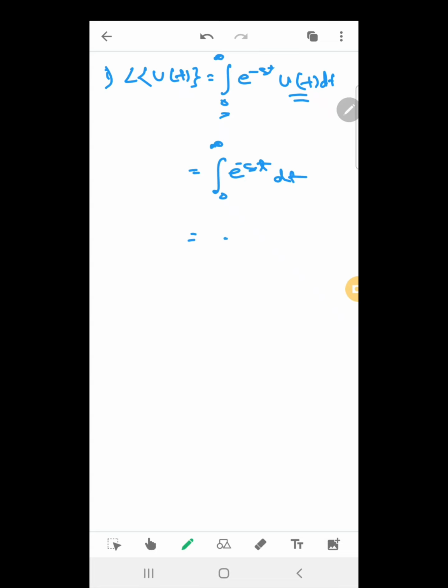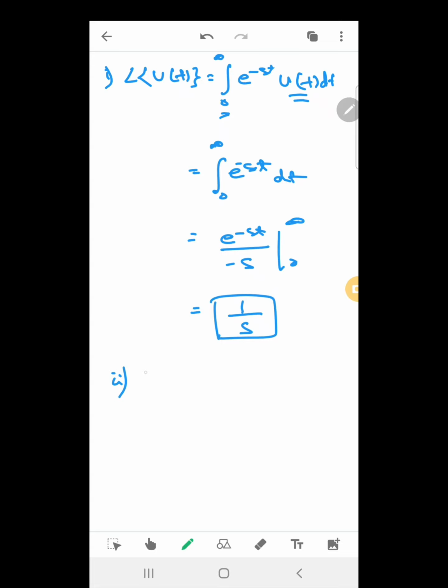So the Laplace transform of the unit step function. So L of u(t) is given as the integration from 0 to infinity of e to the power minus st, f(t), u(t) dt. Now what is the value of u(t) in the interval 0 to infinity? It will be 1. So it becomes the integral from 0 to infinity of e to the power minus st dt, which is e to the power minus st over minus s from 0 to infinity, which is given as 1 over s. So this is the Laplace transform of the unit step function.